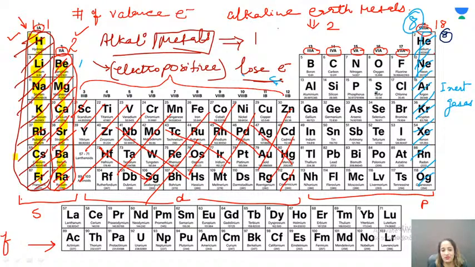Don't worry, you will not have to remember this kind of periodic table. I have an even better picture of this periodic table. So these are our inert gases, and these are also non-metallic in nature.